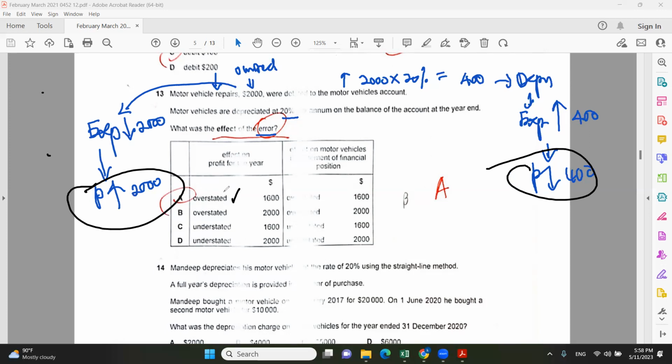Now this one we ticked already. This is the effect on the statement of financial position under the motor vehicle account. You are going to take 2000 minus 400. This 400 is because of depreciation, provision for depreciation. So the net effect for the non-current asset will be overstated by 1600. Okay, we move on.